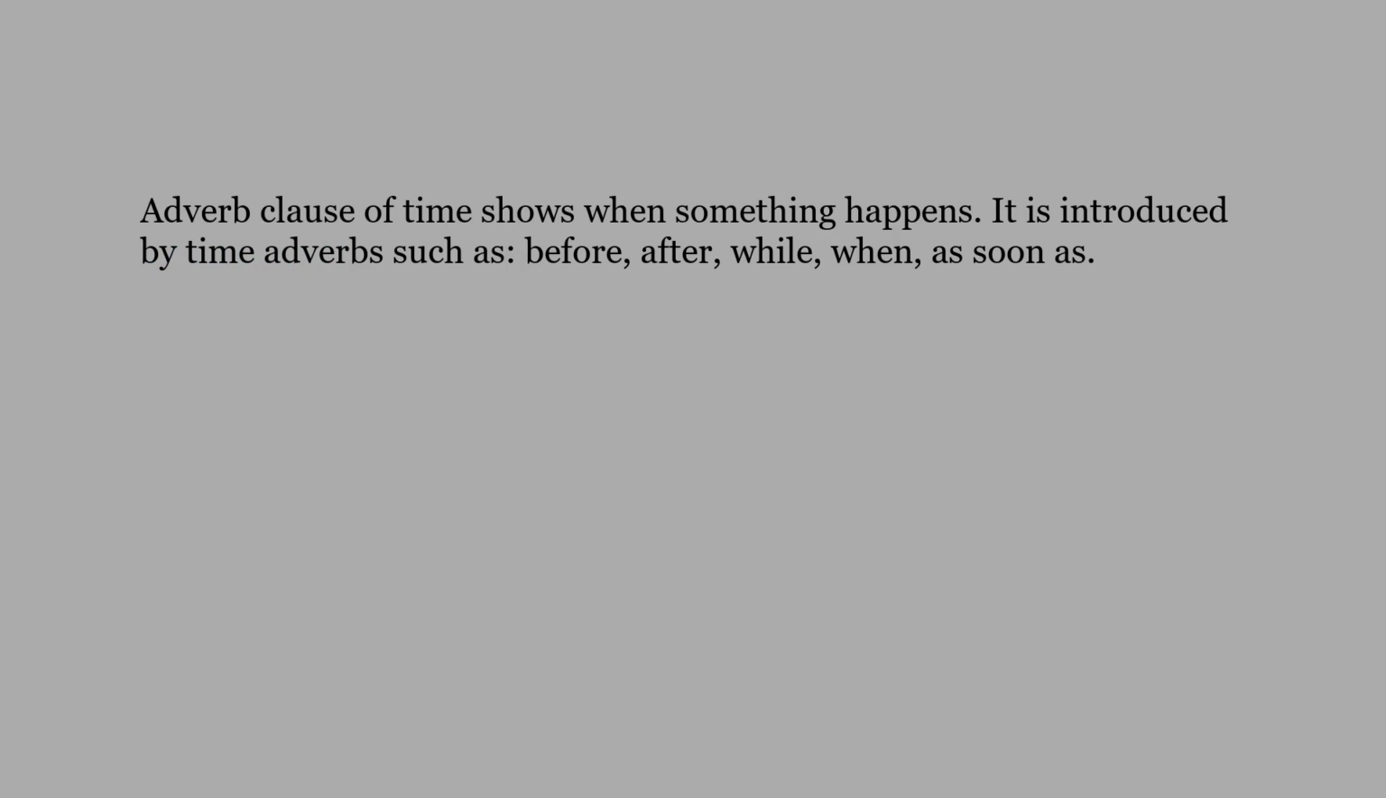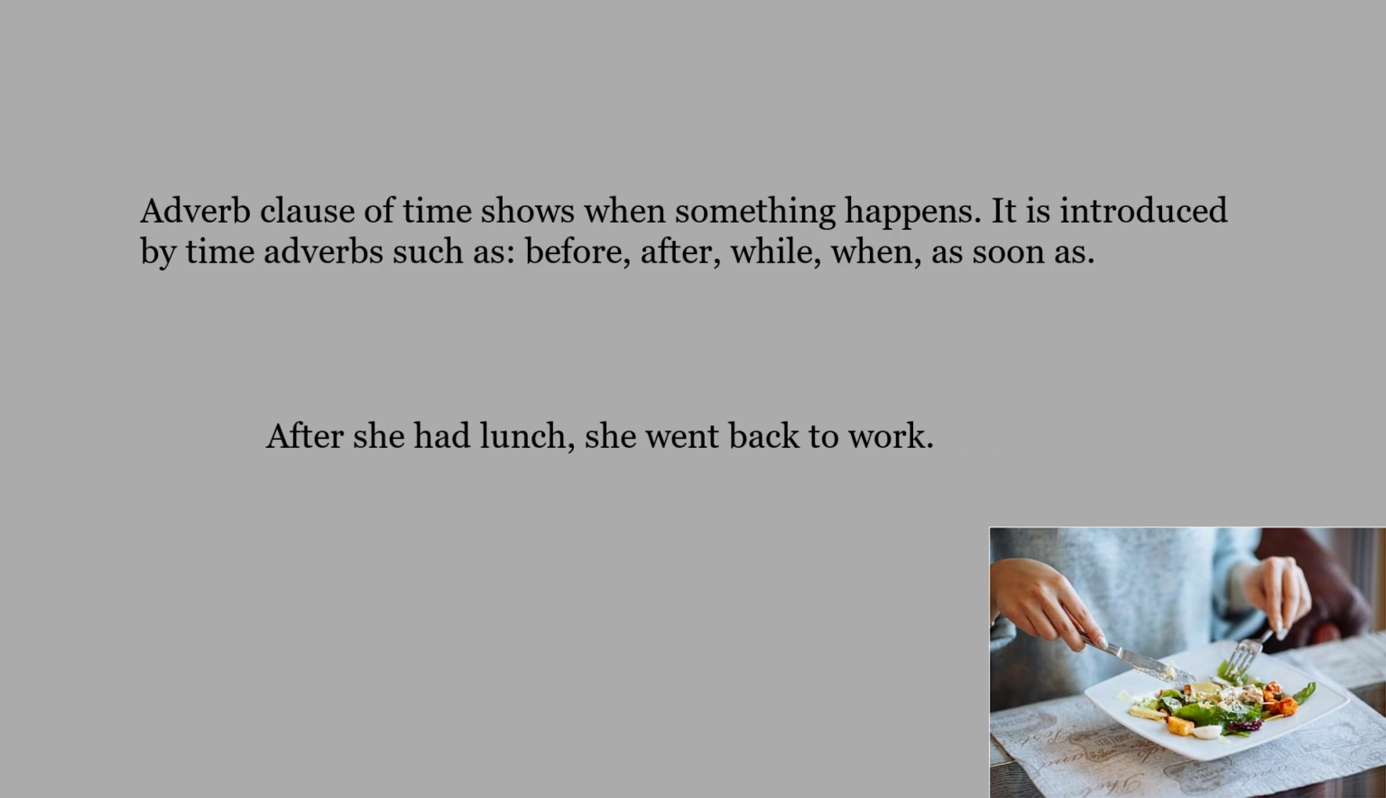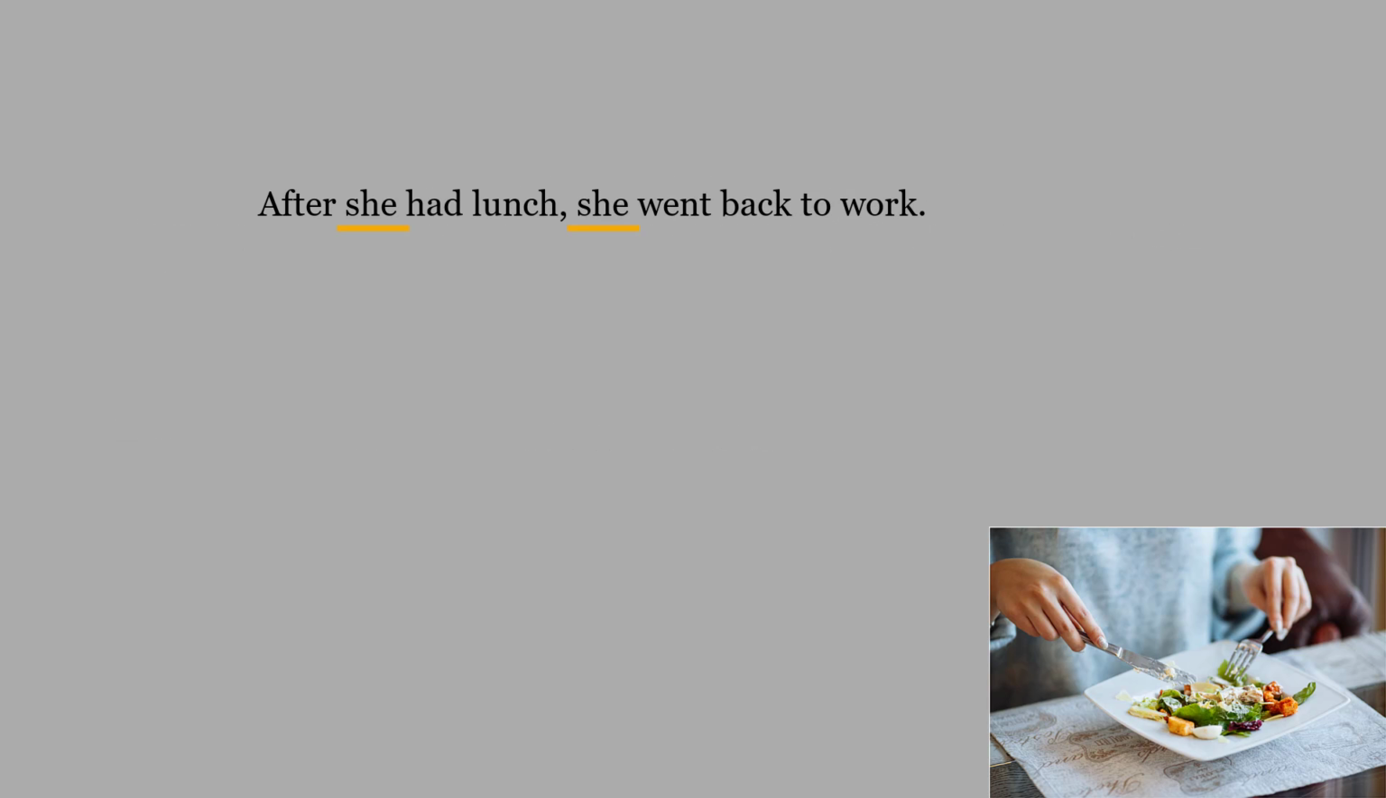First, what is the meaning of an adverb clause of time? It shows when something happens. It is introduced by time adverbs such as before, after, while, when, as soon as. Example, after she had lunch, she went back to work. At first, because the subject of the adverb clause and the main clause are the same, she and she, I omit the she in the adverb clause. Then I keep the time word. The time word here is after. Last step, find the verb. Here the verb is had, changes to present participle, and then it will be after having lunch, she went back to work.